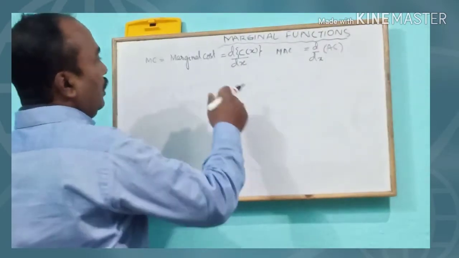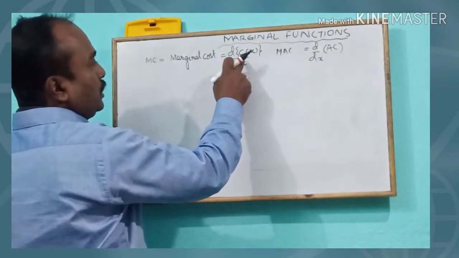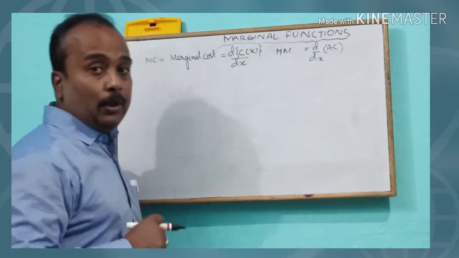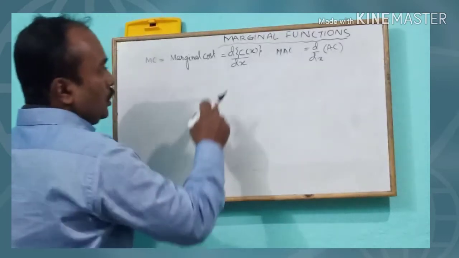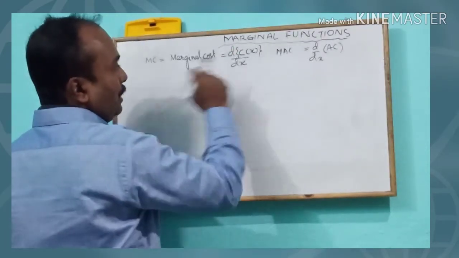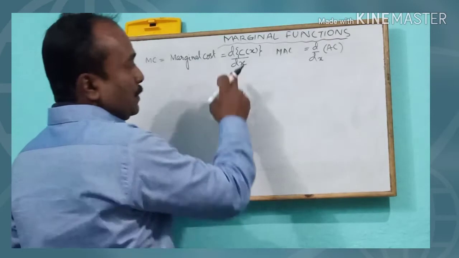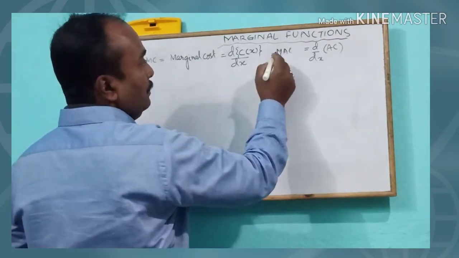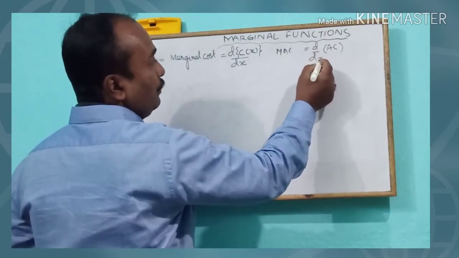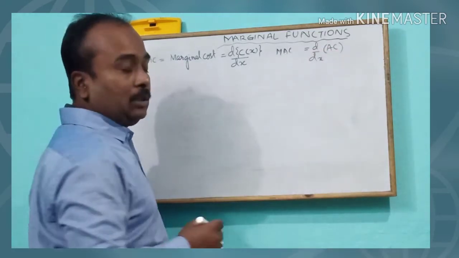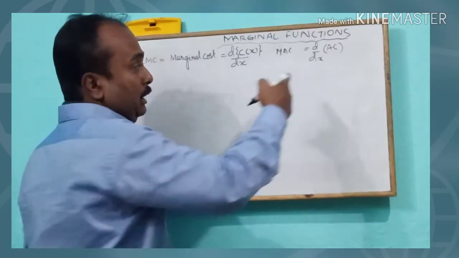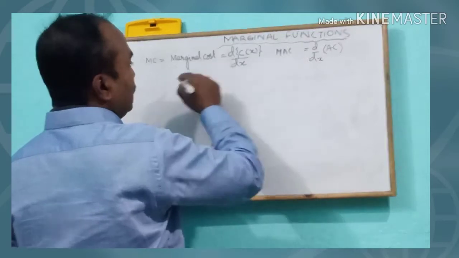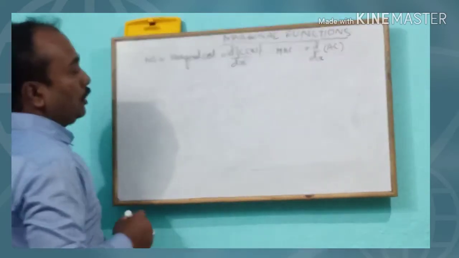So marginal cost is given by rate of change of cost with respect to change in 1 unit of production. So derivative of cost function with respect to the number of units. Similarly, marginal average cost is the derivative of the average cost function with respect to the one unit of production. Now, what is the relation between both of them?